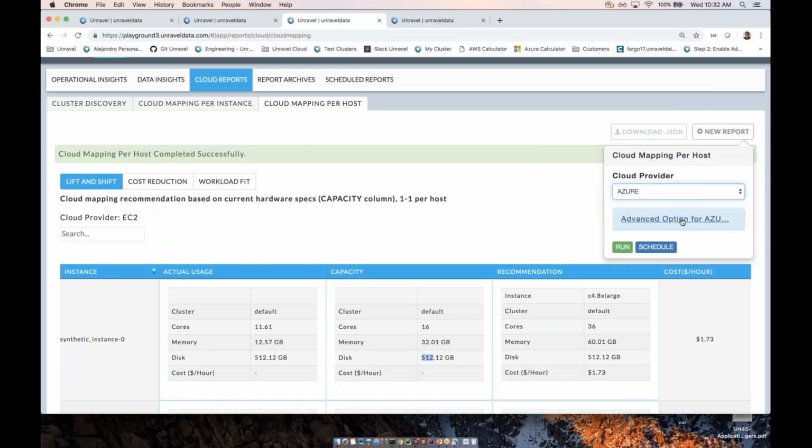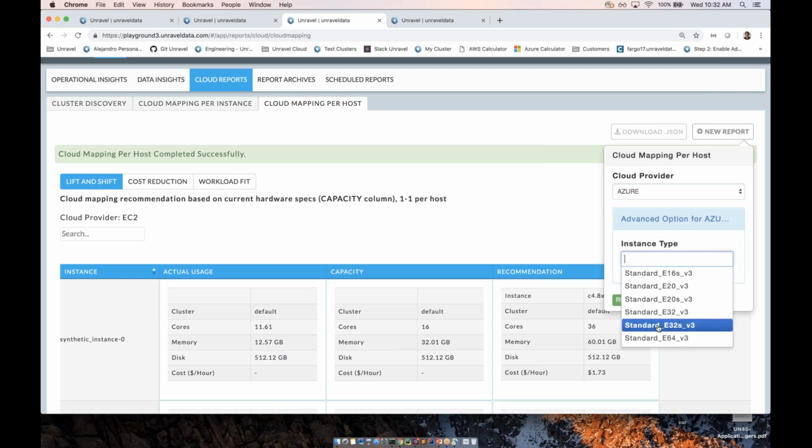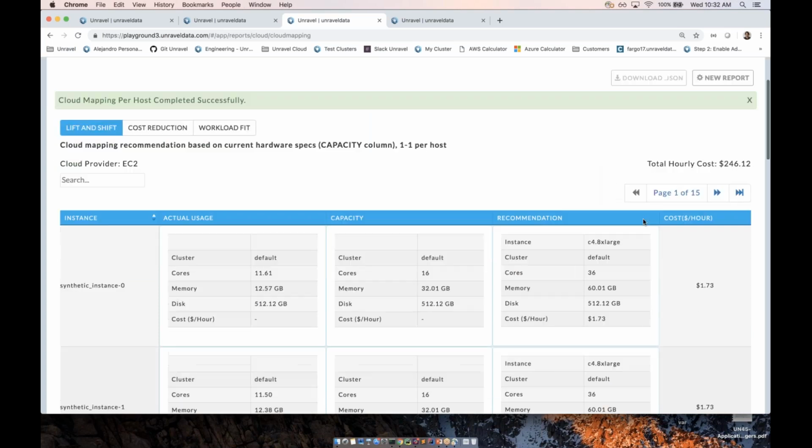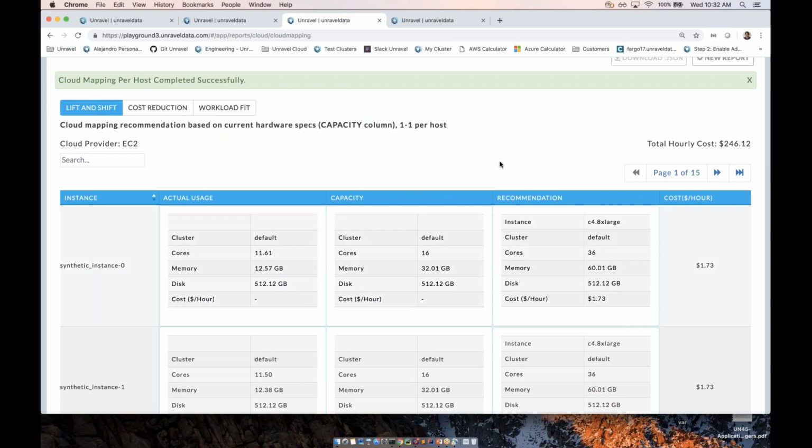I'll pick Azure, and I can optionally pick a subset of different VM types. Each one of these has different specs, so the recommendation that we give is based on the capacity. Last time I ran this report, it was on EC2, and it suggested that the VM that best maps to this particular host is a C4 8X large. So it's going to meet or exceed every criterion: at least 16 cores, at least 32 GB of RAM, and at least 512 GB of disk. And that's the cost of that VM.